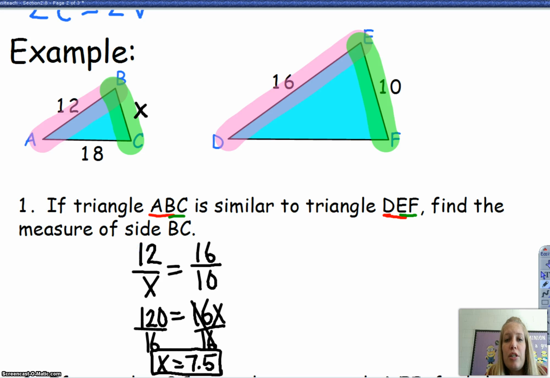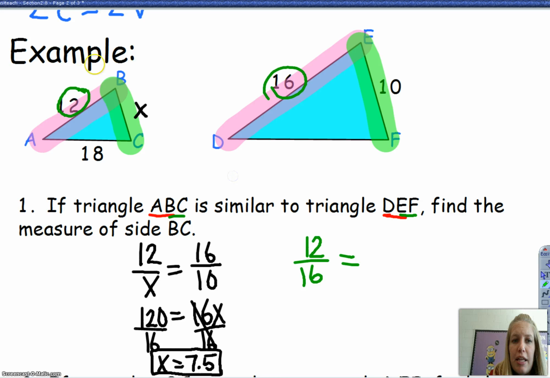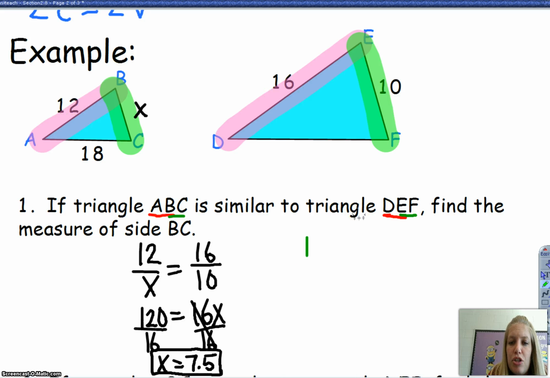Okay. You could have also done 12 to 16. So I went from my little triangle to my big triangle like that, equals, and then x to 10. And you will still get the same answer because you get 16x equals 120, which is our original thing here. All right, the second example we're going to do involves these two triangles as well.